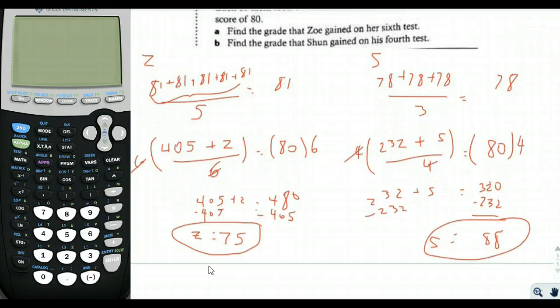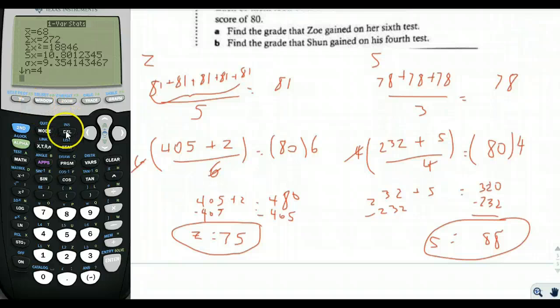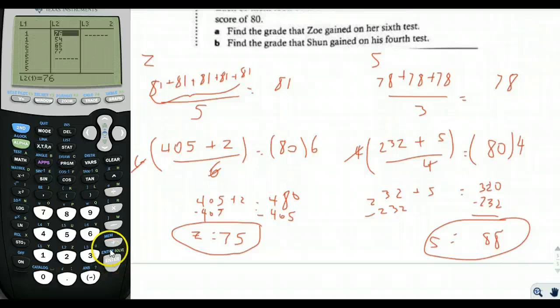Okay? And again, you could do this problem with a form of guessing. If you just do stat edit, and I'm going to put these in list 3, I could put 81 5 times. Then of course that would give me an average of 81 for the 5 test scores. If I put a 6th test score to see how I could get an 80, I could just guess numbers until I get there.